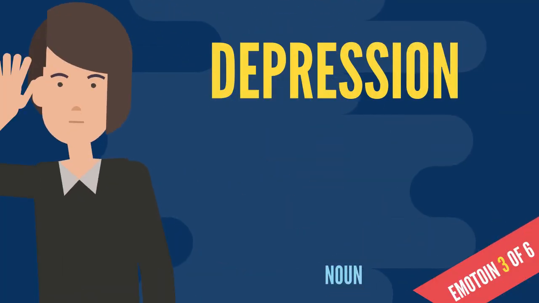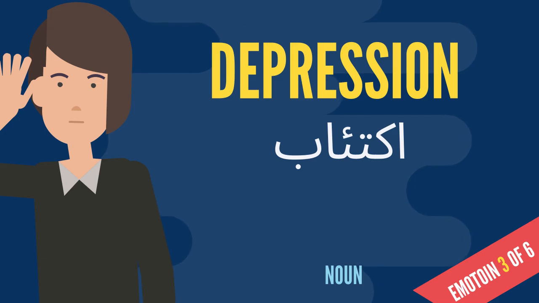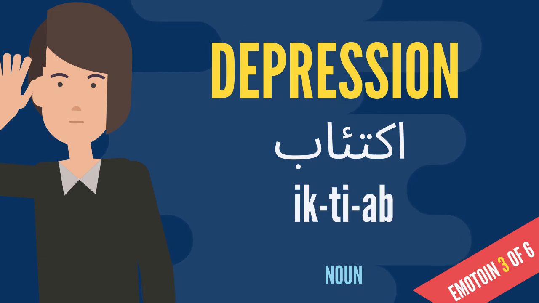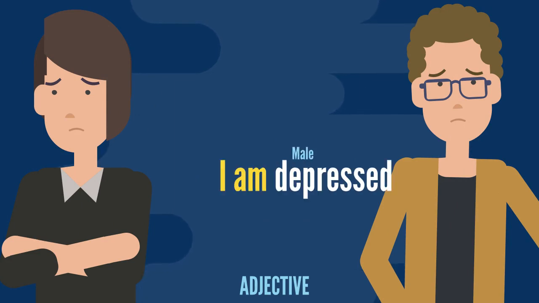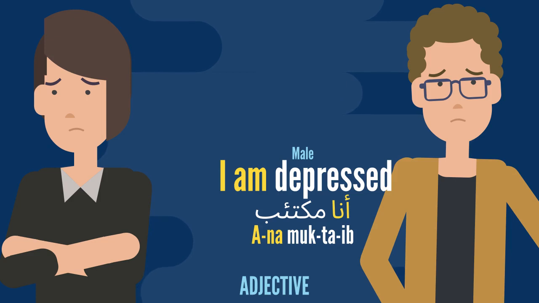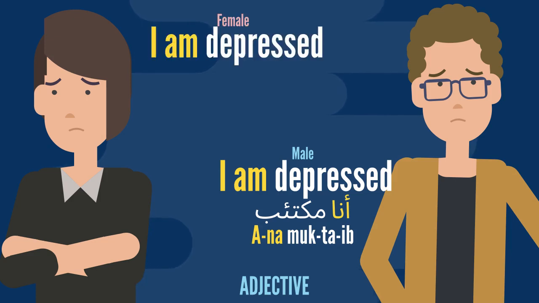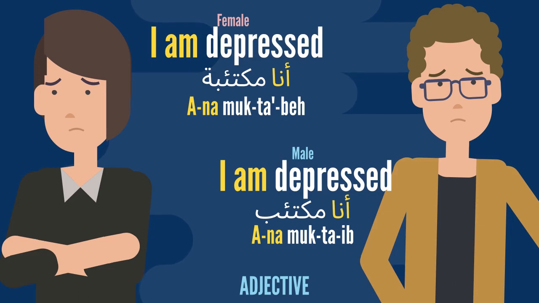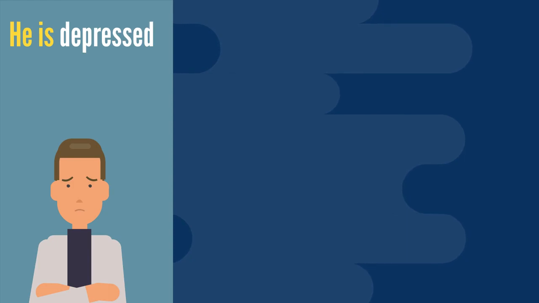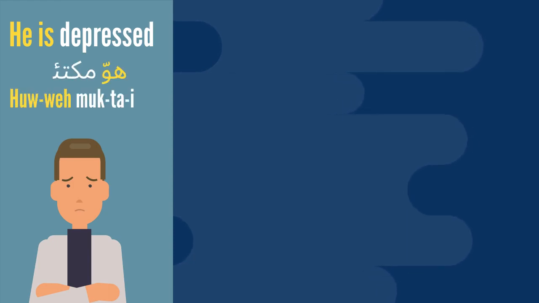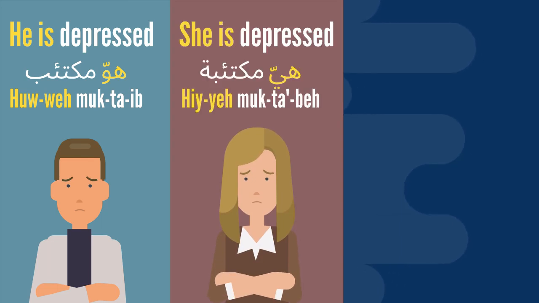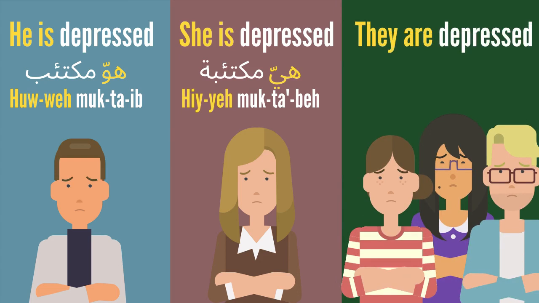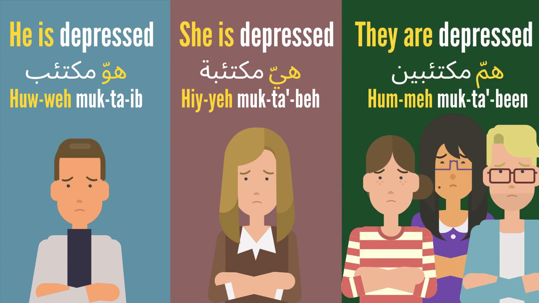Our next term is depression, iktiab. I am depressed for male, ana muktaib. For female, ana muktaibe. He is depressed, huwa muktaib. She is depressed, hiya muktaibe. They are depressed, hum muktaibin.